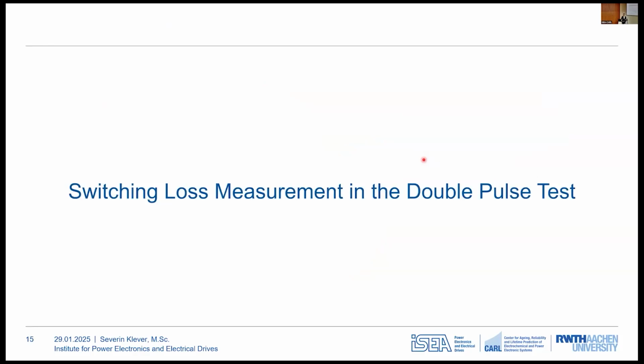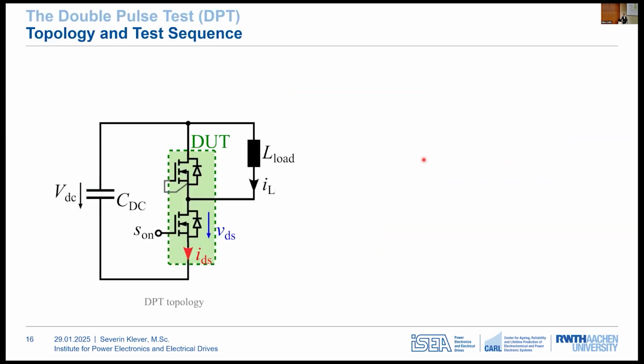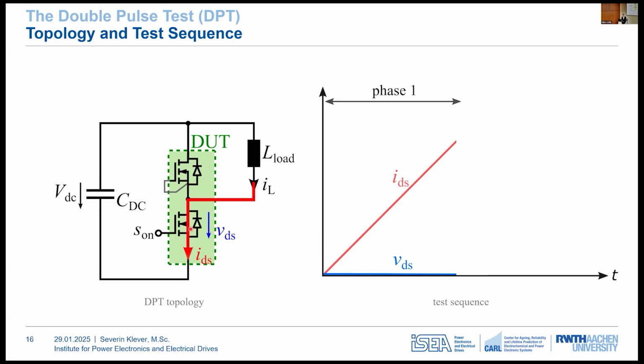All right, this brings me to the first key topic of my dissertation, and this is the measurement of switching losses in the double pulse test. The double pulse test is illustrated by the circuit, where the device under test is typically a half bridge that's connected to a voltage source, with the switching node being connected to a load inductor. While the high side switch remains turned off all the time, we control the low side switch using a gate driver. The test sequence is divided into 3 phases.